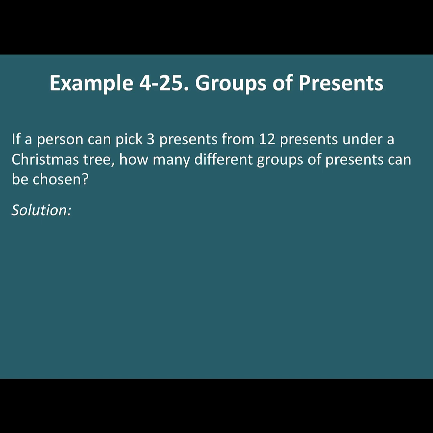If a person can pick 3 presents from 12 presents under a Christmas tree, how many different groups of presents can be chosen? This is still a combination. This is assuming that a person does not know what is inside the presents. Now clearly, you have presents that are more valuable than others. But here, since it's not specified, they are all treated as identical objects.